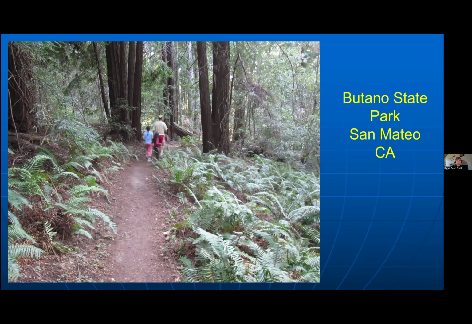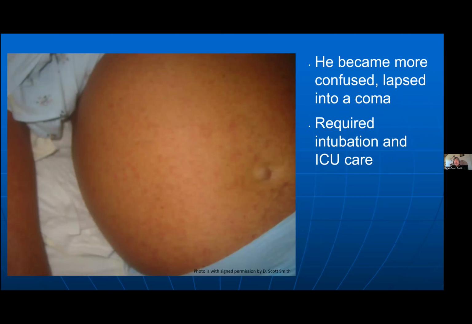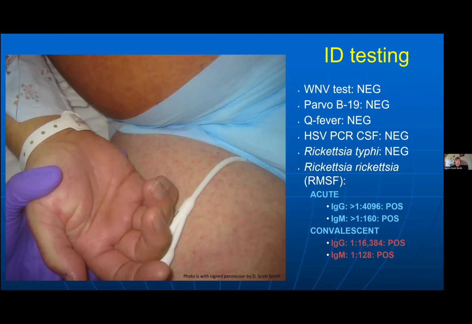This is my family in Butano State Park, a favorite place, a beautiful place to spend time outdoors and camp. And here's a picture as he became confused and lapsed into a coma, and he required intubation and ICU care. You can appreciate on his abdomen here a maculopapular rash. It was also involving his palms. You can see he was incontinent. He happened to be intubated and was unconscious for quite some time.